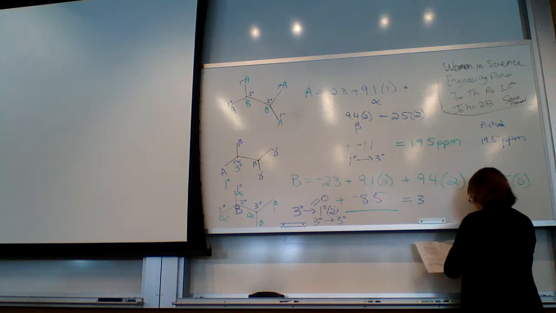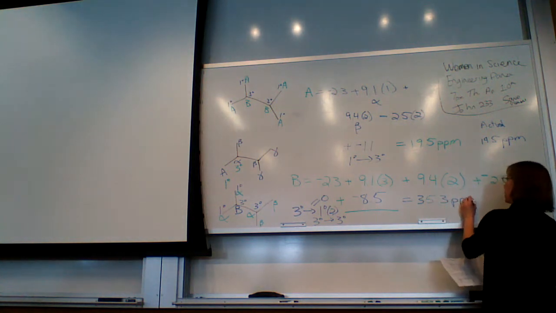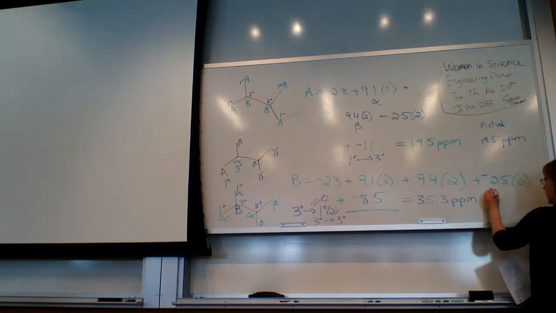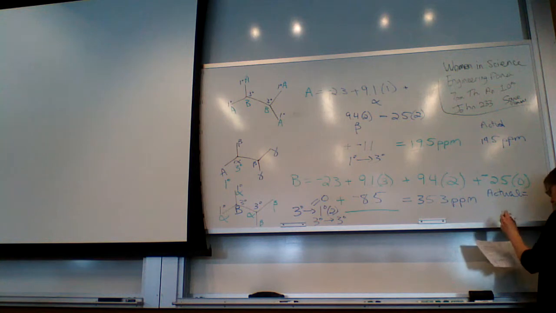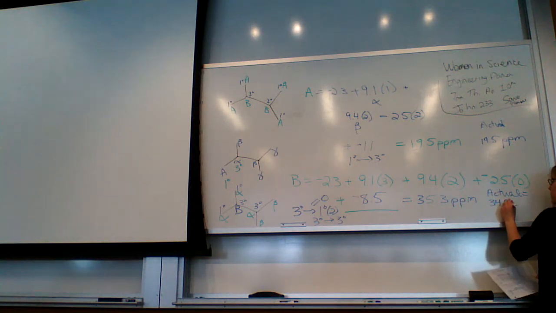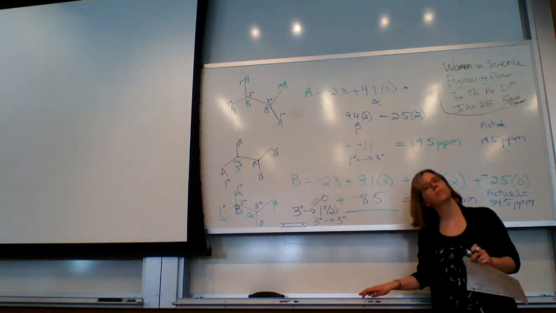35.3. But then delta and epsilon. Yeah, you can go for it. Parts per million. The actual value is going to be 34.5 parts per million.